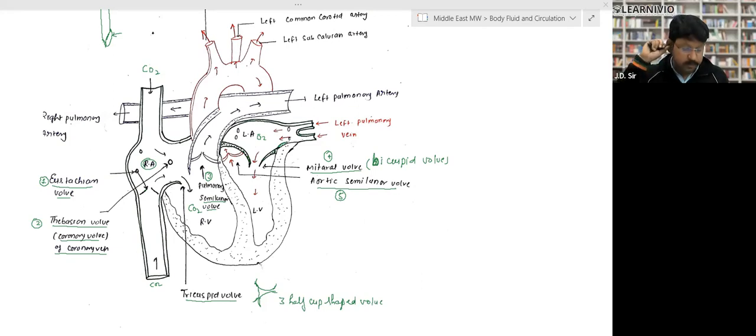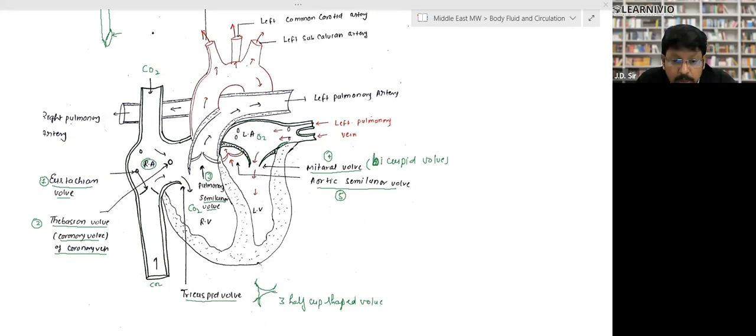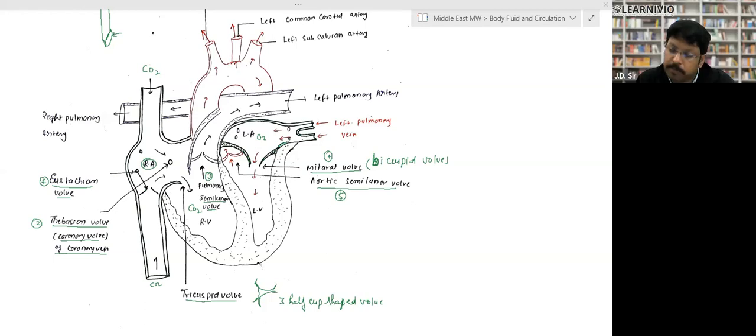Sir, what is the right pulmonary artery doing? The right pulmonary artery is the same thing. The left pulmonary artery takes blood to the left lung, and the right pulmonary artery takes it to the right lung. That is the only difference, nothing else. Right? Yes, sir. Both lungs receive deoxygenated blood and both lungs supply oxygenated blood.